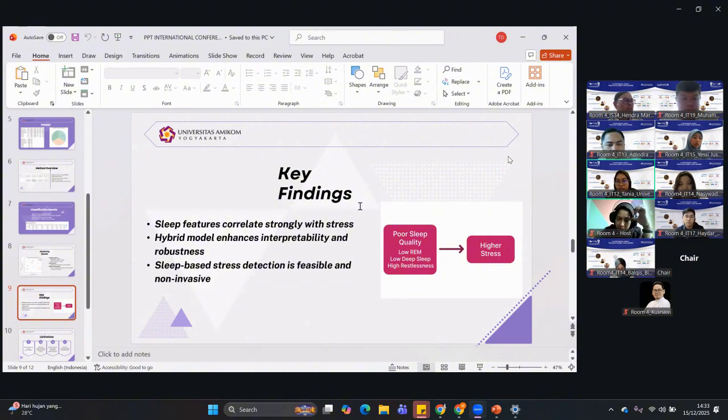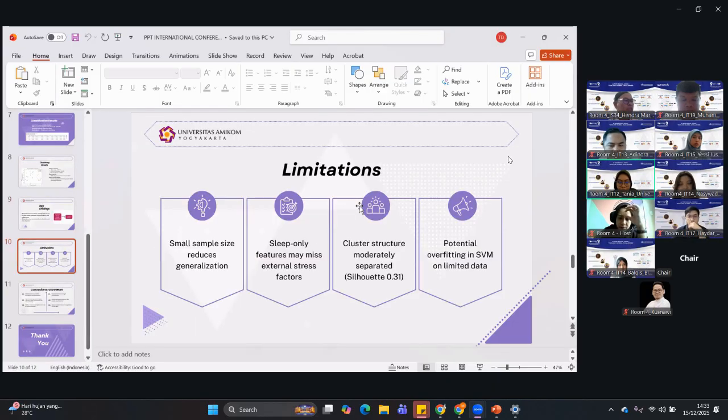However, this study has several limitations. The main limitation is the small dataset of 130 samples, which affects generalization. Sleep-only features do not fully capture external factors influencing stress, cluster separation is moderate, and SVM shows signs of overfitting.